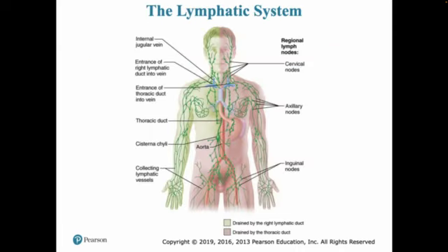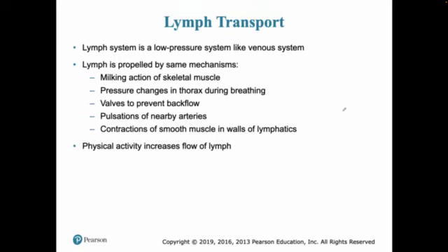So this is the whole system. This is our cisterna chyli, the thoracic duct opening on the left side, and this is the right side, and these are all the trunks, and then vessels. Capillaries we cannot see, that's a microscopic structure.